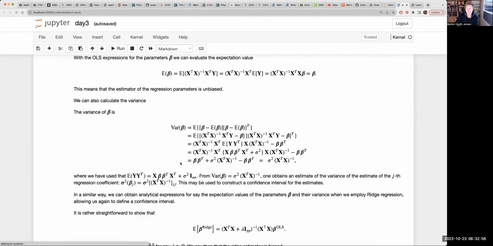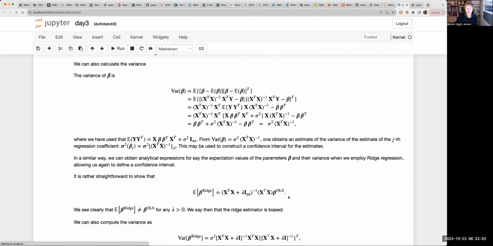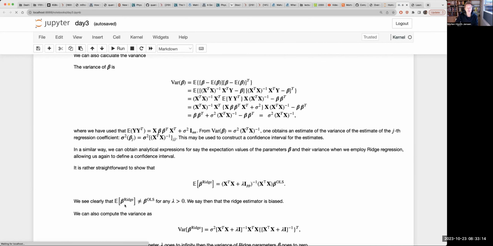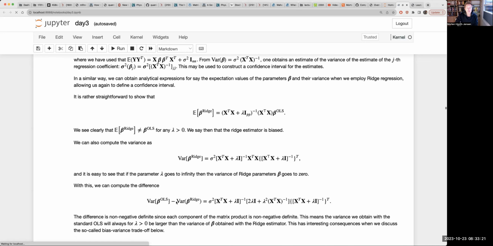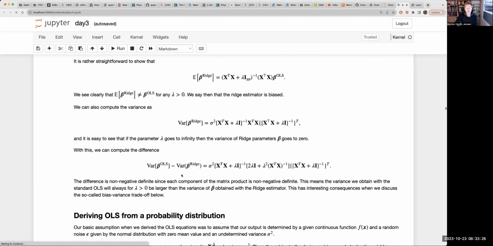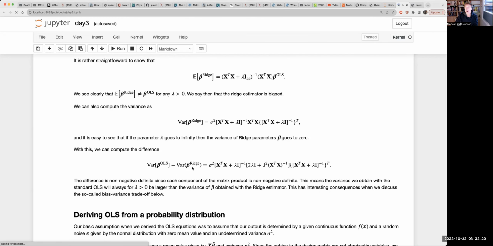And if we use ridge regression, it's also pretty easy to find that this quantity here simply has to be given by this matrix, which has to be inverted. And in general, the variance for ridge regression for the parameters beta is different from the variance from ordinary least squares. And we can also compute the variance for the parameters beta, and we can actually show that the variance for ordinary least squares is often larger than the variance for the ridge parameters.